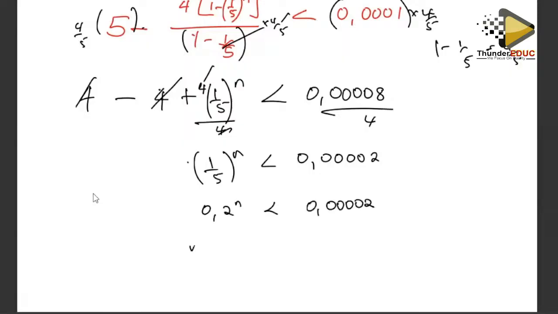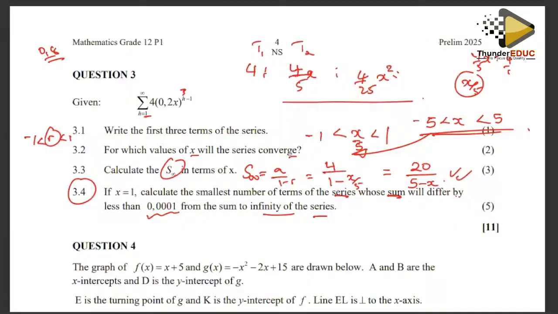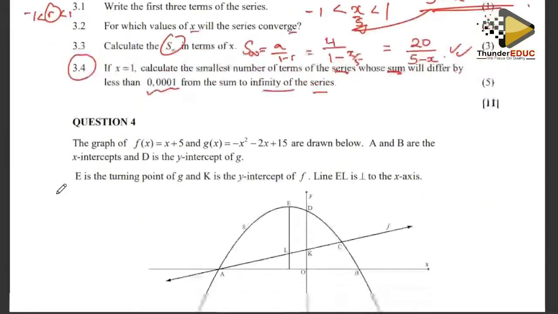Then we can use logs. n log of 0.2 is equal to the log of that number, and then you divide both sides by log 0.2. So the n we are getting is that it should be greater than what? n should be greater than 7 for us to get a smaller value, a smaller difference. All right, so that is that.